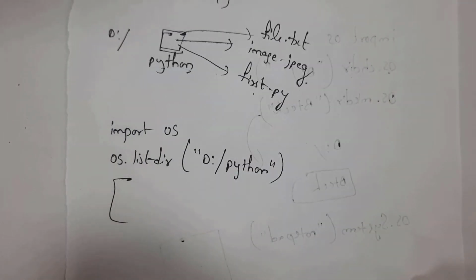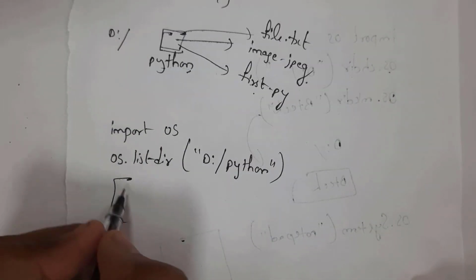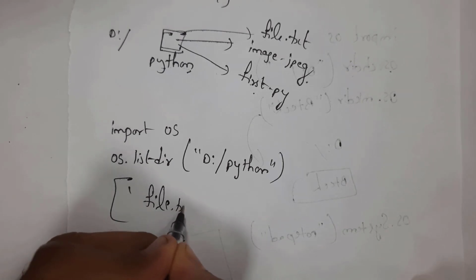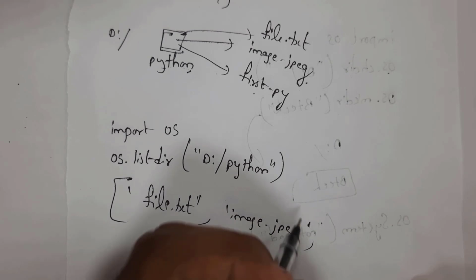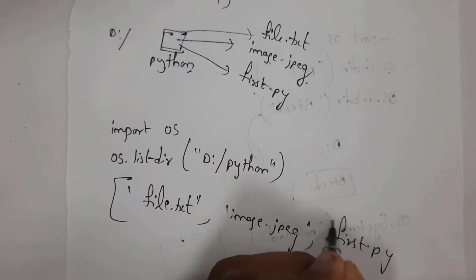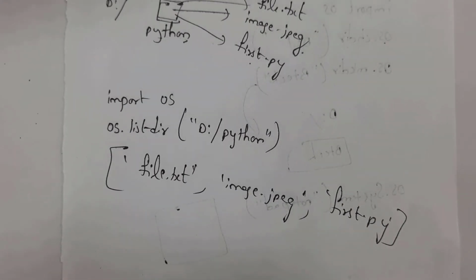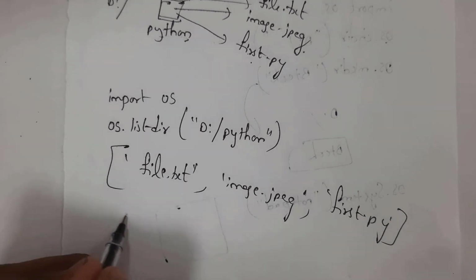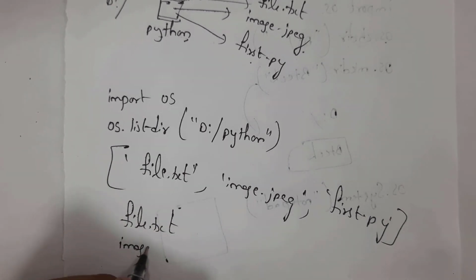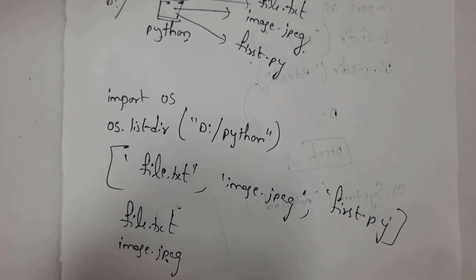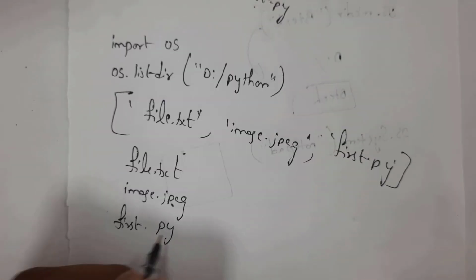It will represent output in the form of a list. So inside square brackets you will get output, that is file.txt in single quotations comma image.jpeg and another file is first.py. These are 3 files. So it will represent output in the form of a list. But I don't want to get output in the form of a list. I want to get output like this, file.txt, and in the next line it should print image.jpeg and again in the next line it should print first.py. I want to get output like this.